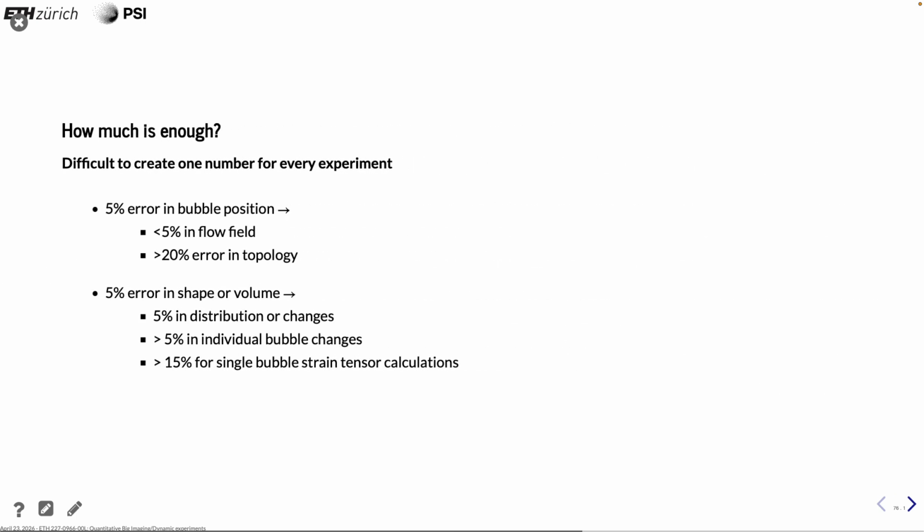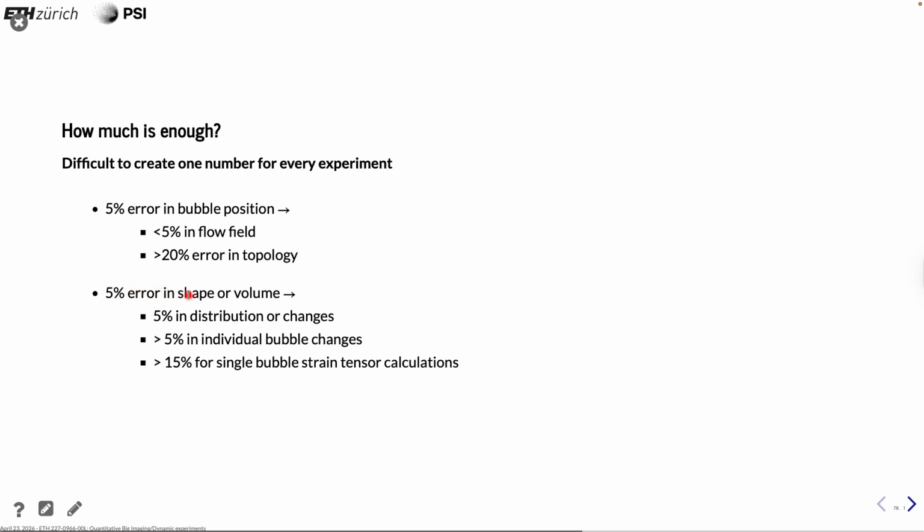And then you can also test the sensitivity to how much the jitter actually does. And then there's a question, how precise is precise enough? It could be that if you just have a 5% error in the bubble position, you may think you are good. That would potentially, and this is just a made up example, give less than 5% in the flow field, which would be good. But it may give a more than 20% error in topology, and that may not be good.